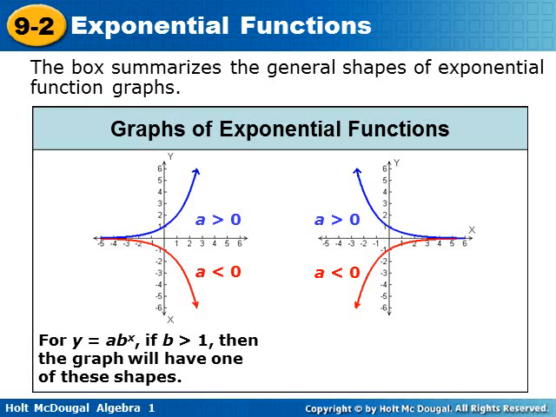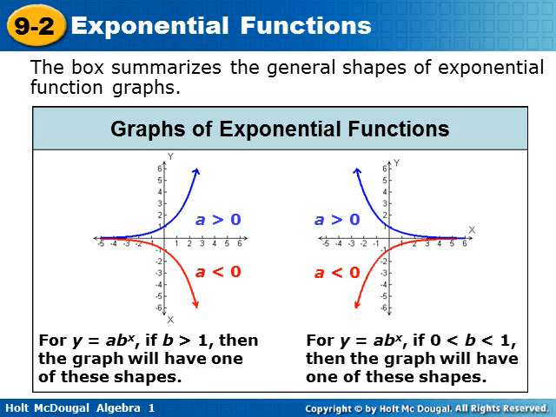For y equals a times b raised to the x power, if b is greater than 1 or a whole number larger than 1, no fractions, then the graph will have one of these shapes. They will be coming from the left-hand side. For y equals a times b raised to the x power, if b is greater than 0 but less than 1, so a fraction or a decimal number, then the graph will have one of these shapes, and they will be coming from the right-hand side. These are patterns you might have noticed from the examples that we did.